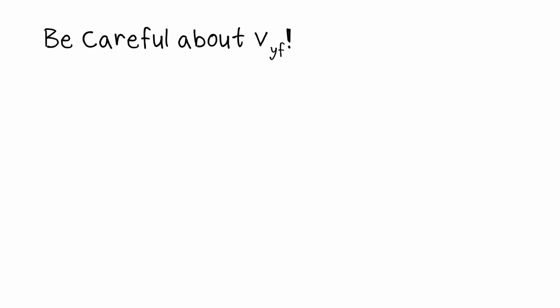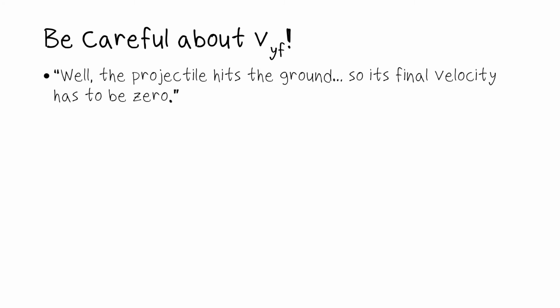And one final piece of advice and caution from years in the classroom: watch out when you're talking about the final velocity, specifically the final velocity in the y direction. I hear a lot of times in my classroom a student will say, well, the projectile hits the ground, so wouldn't the final velocity be 0? And that is absolutely an intelligent thing to say because, yes, when an object hits the ground or the target, it will come to rest.